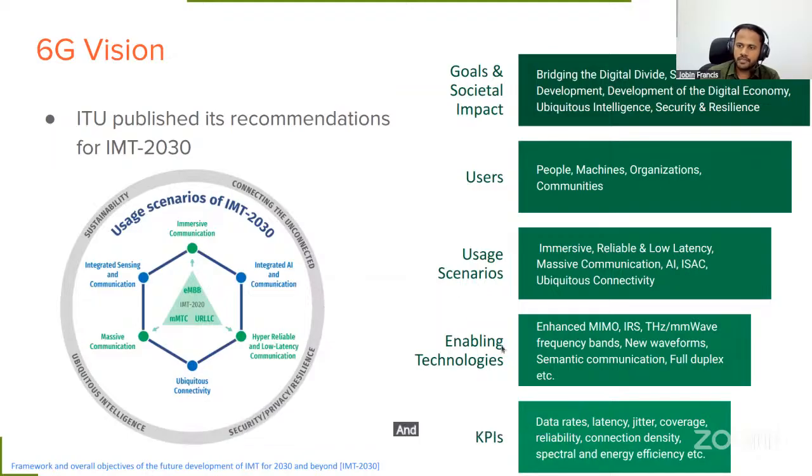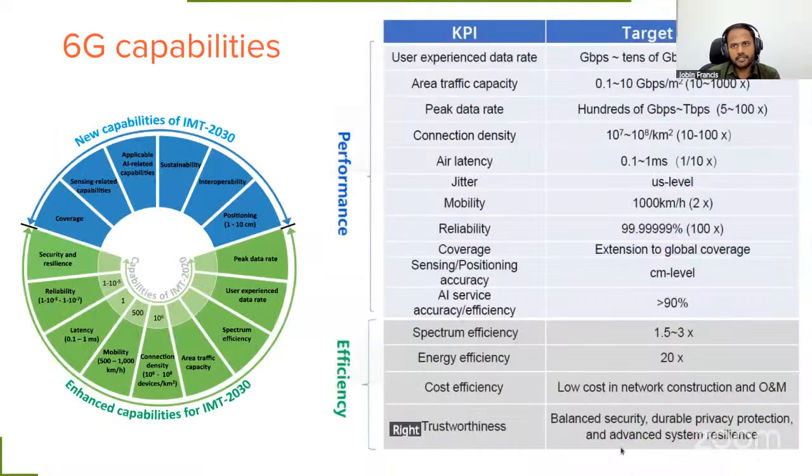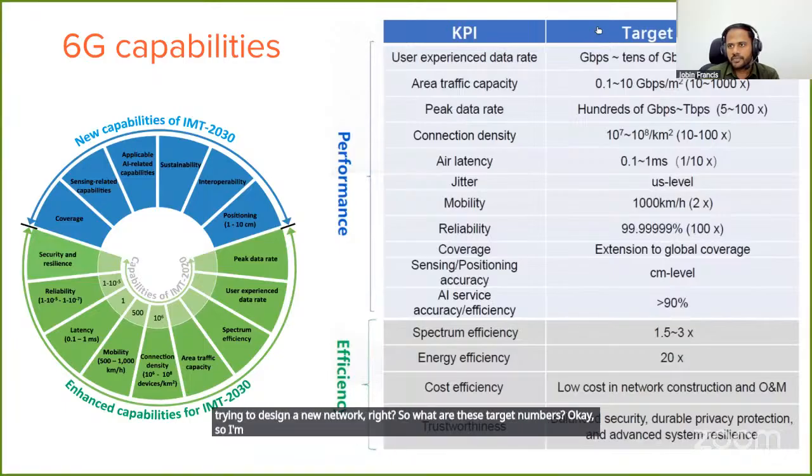So for an engineer, all of these goals translate to some key performance indicators: what should be the data rate, what should be the delay, how much delay variation, what is the coverage of the network, and so on. This is what a communication engineer is concerned about in trying to design a new network. So what are these target numbers? Okay, I'm just showing some indicative ones.